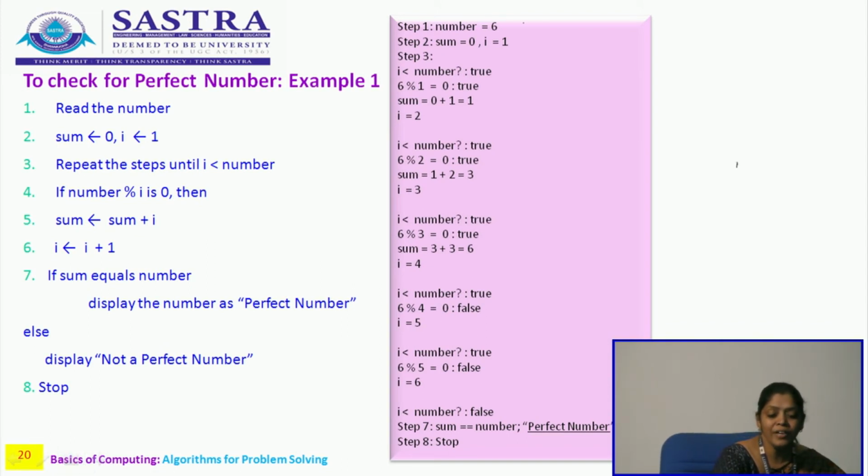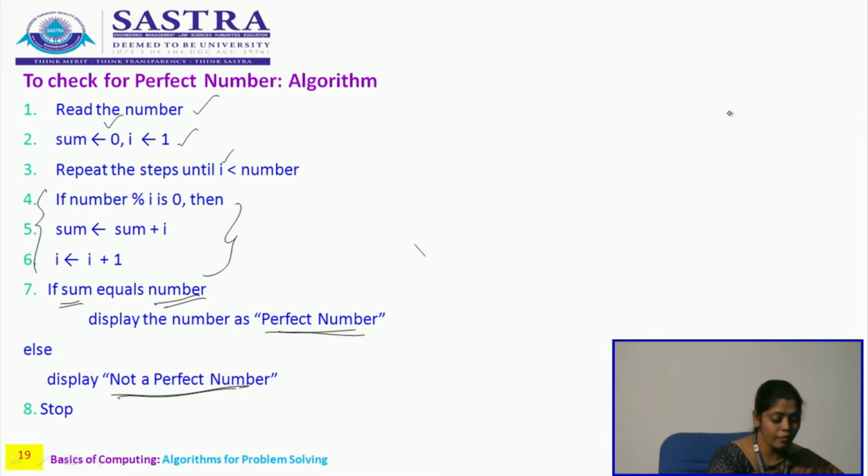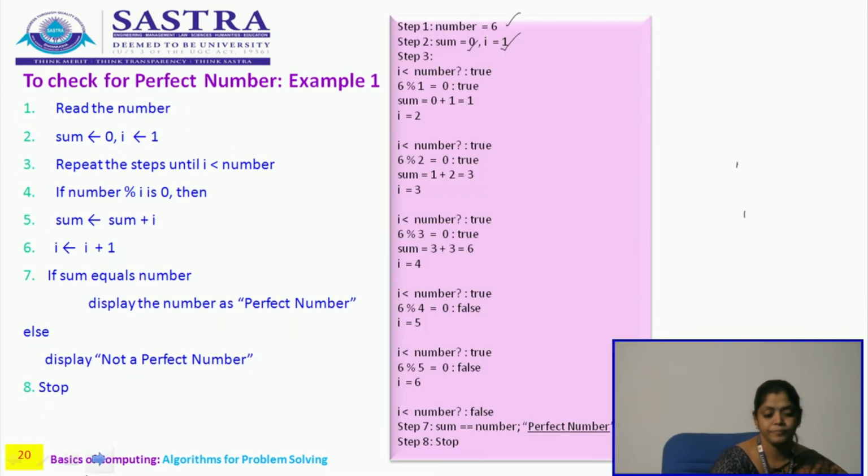The first number we have taken is 6. The user has entered 6. The sum is initialized as 0 and I starts from 1. The first condition is whether I is less than the number or not. Yes, I is 1 and the number is 6, so it is true and we enter the loop. 6 mod 1 is 0, so we add 1 to the sum. Now the sum is 1, and then you increment I by 1, so I becomes 2.